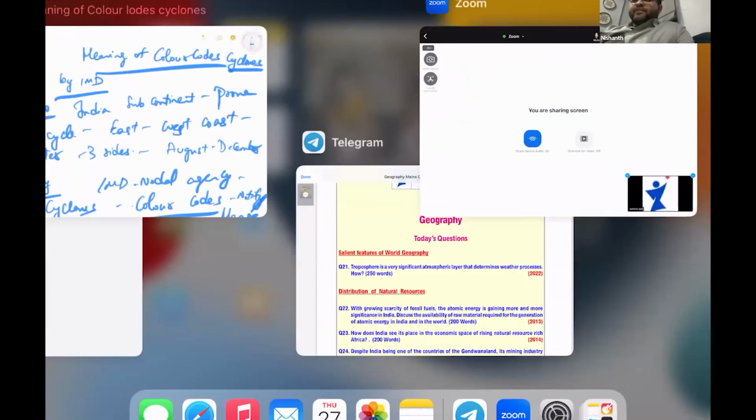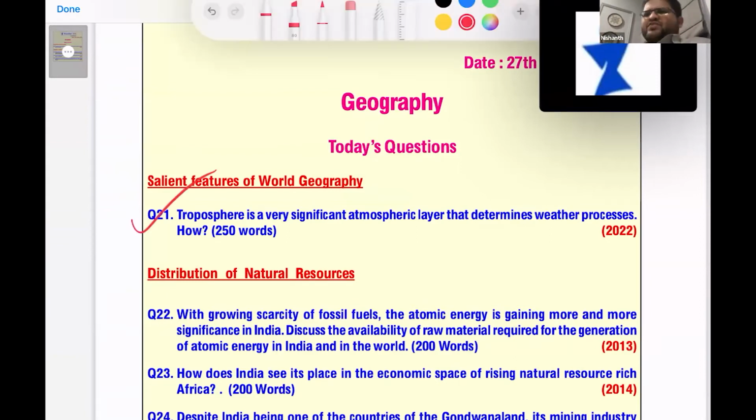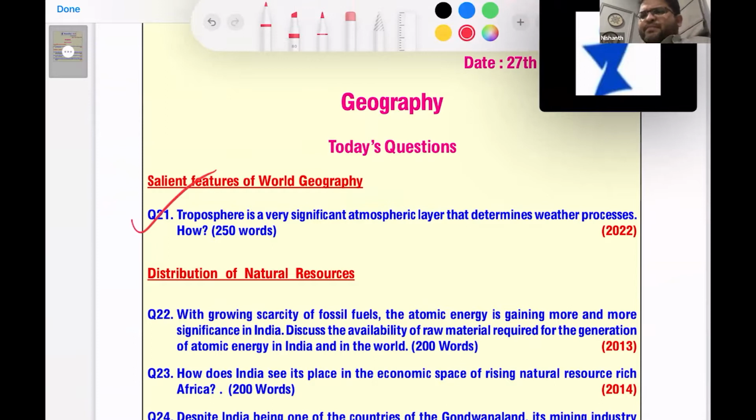See the first question. Troposphere is a very significant atmospheric layer that determines the weather process. How? I think it's a fairly simple question. Though a good question, it's a simple question. We all know the importance of troposphere. They are asking you the same: what is the importance of troposphere and how does that determine the weather process? Take 5 minutes' time.